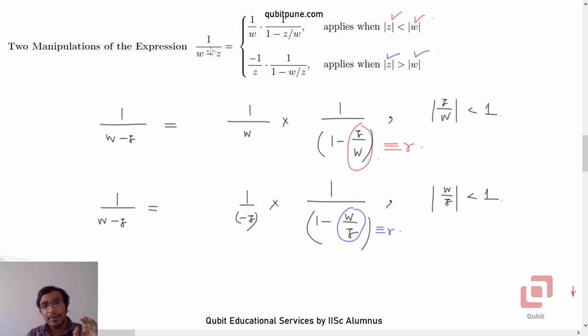So the same expression 1 upon w minus z can be associated with two different geometric series, having different regions of convergence. The first manipulation applies when mod z is less than w, and the second manipulation applies when mod z is greater than w. Let us now see two examples of the same.